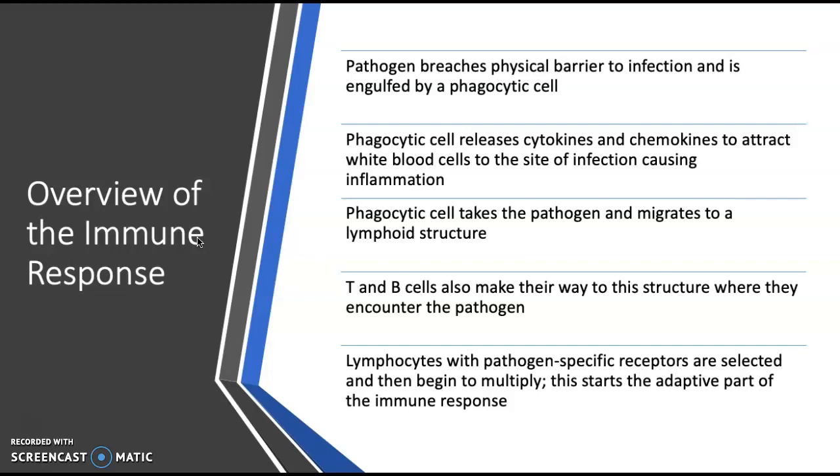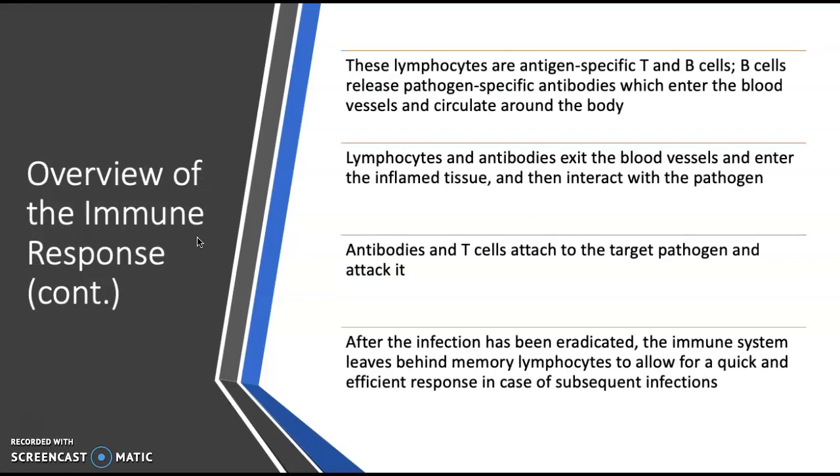Then these phagocytic cells take the pathogen and migrate to a lymphoid structure where T and B cells are introduced to this pathogen for the first time. These are lymphocytes with pathogen-specific receptors, and they are selected to proliferate. That is what begins the adaptive part of the immune response. The lymphocytes used are antigen-specific T and B cells.